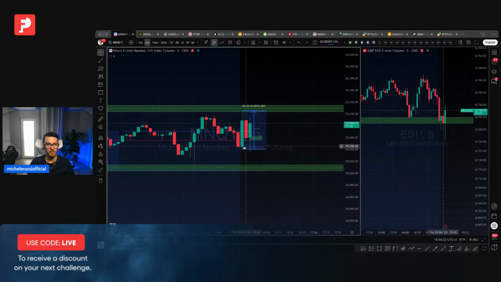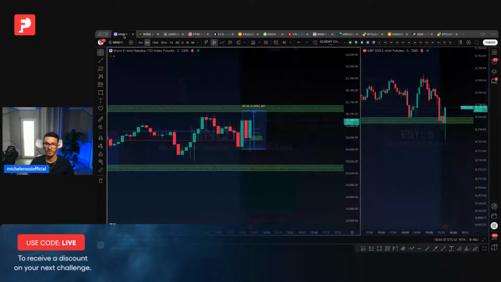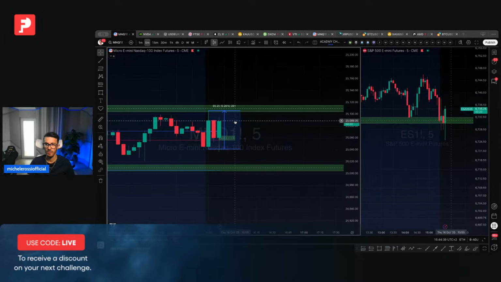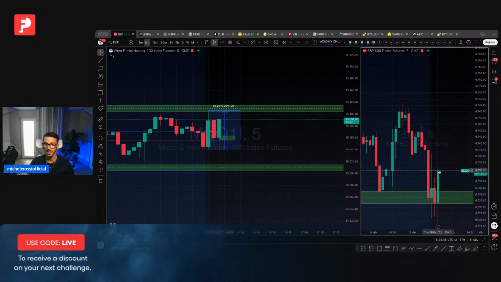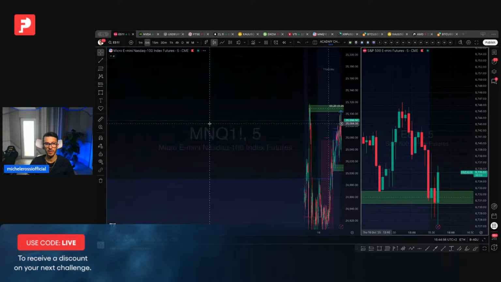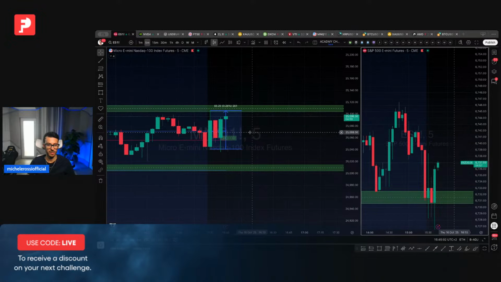If we look at the 5-minute candle, we see consolidation. We're not getting any clear direction. Let's see if this candle on the S&P closes above, right here. If it closes above, I'm going to start looking for buys right here, right at the top. But we want to see the price break above. There you go.